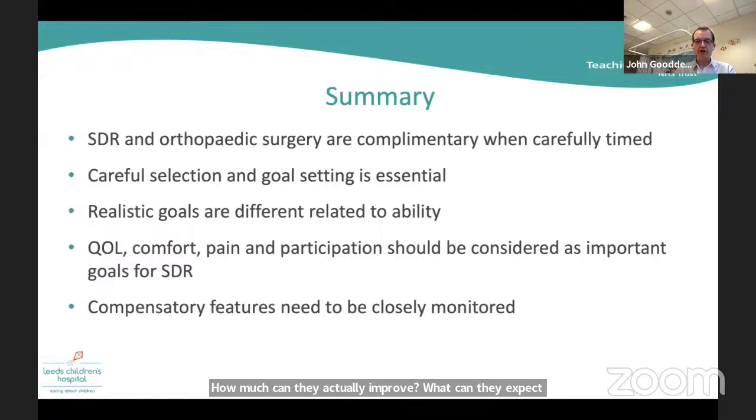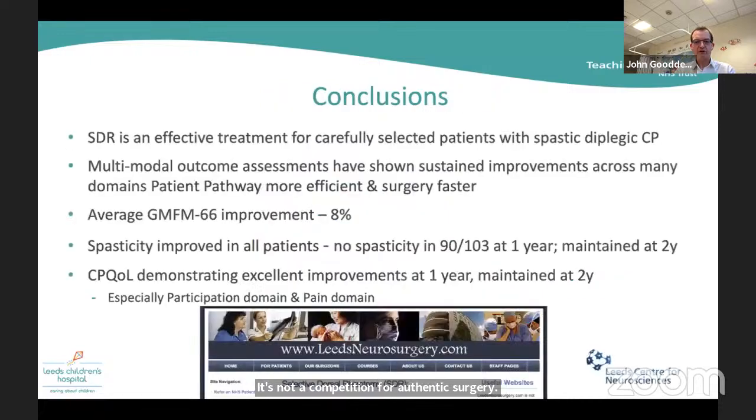And working closely with colleagues in physiotherapy and orthopedic surgery. SDR does not replace the need for orthopedic surgery. It's not a competition for orthopedic surgery. It is a treatment alongside the orthopedic surgeons. So it's something that we're seeing good improvements from. We're seeing maintained improvements for our patients. And I hope that's a useful overview.